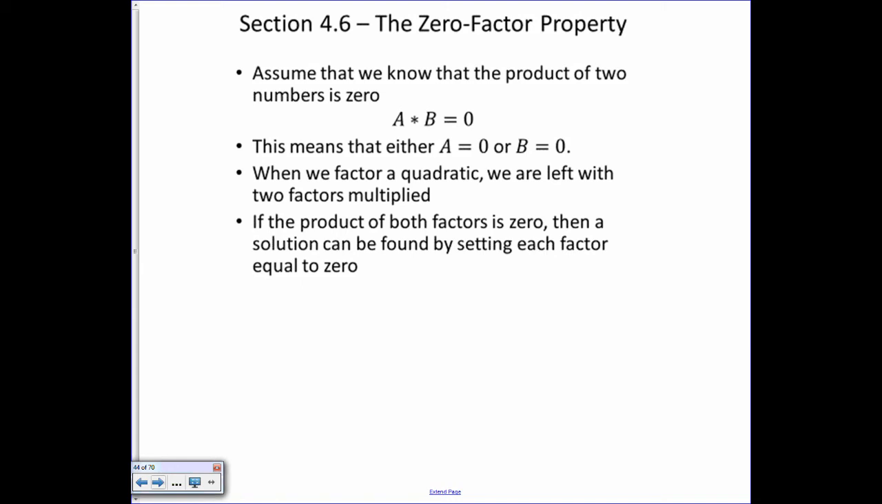So whenever we factor a quadratic equation, we're left with two factors that are multiplied together. Remember, it's the reverse FOIL method. If the product of both of those factors is 0, then you can determine a solution to the equation by just setting each factor equal to 0. And so we're going to practice this for the remainder of the lesson.